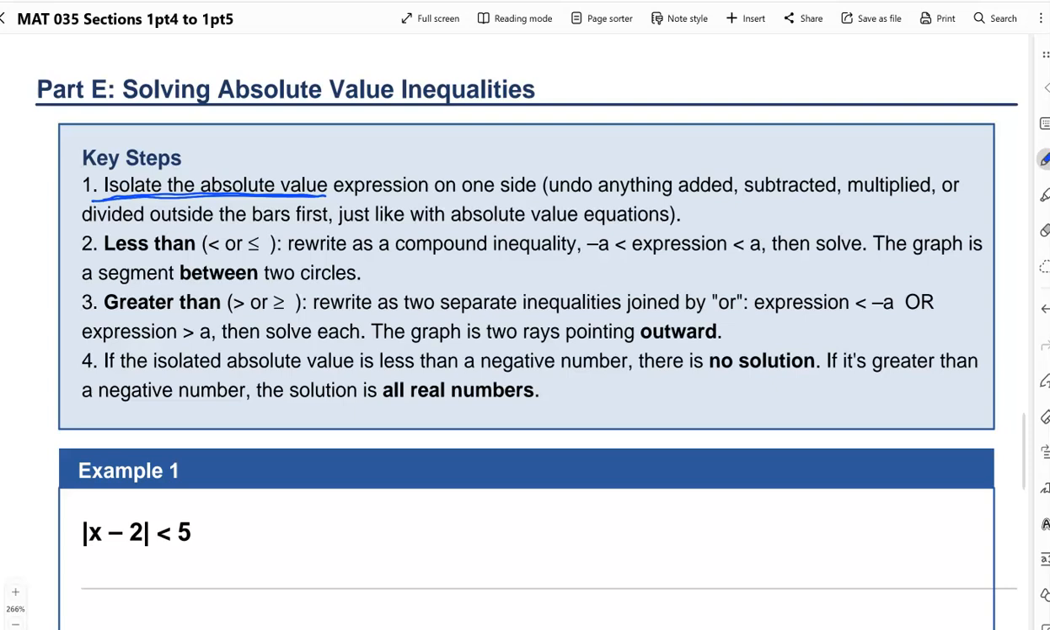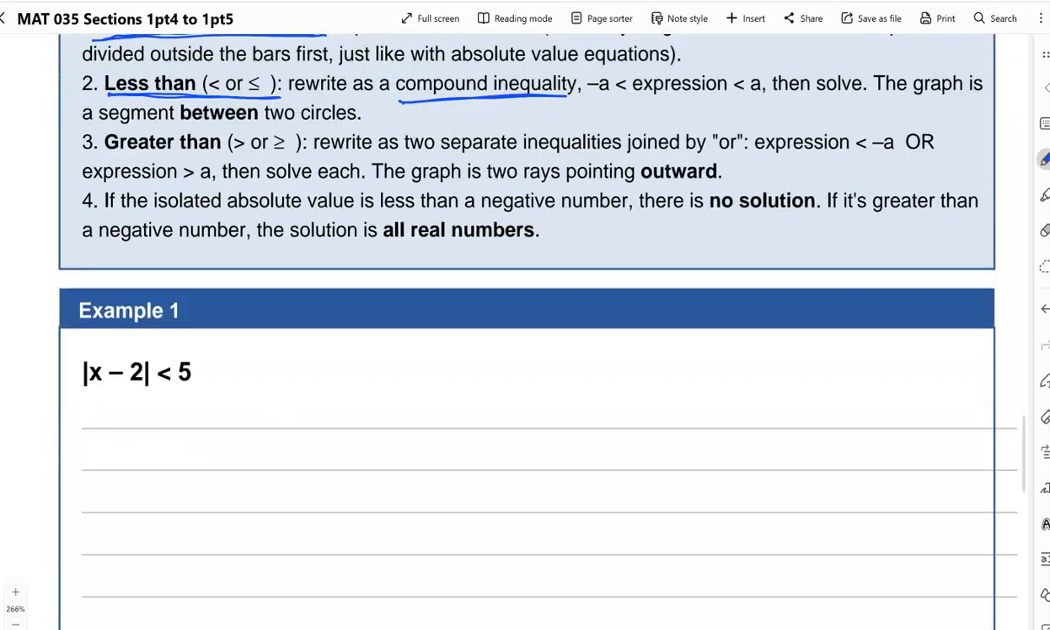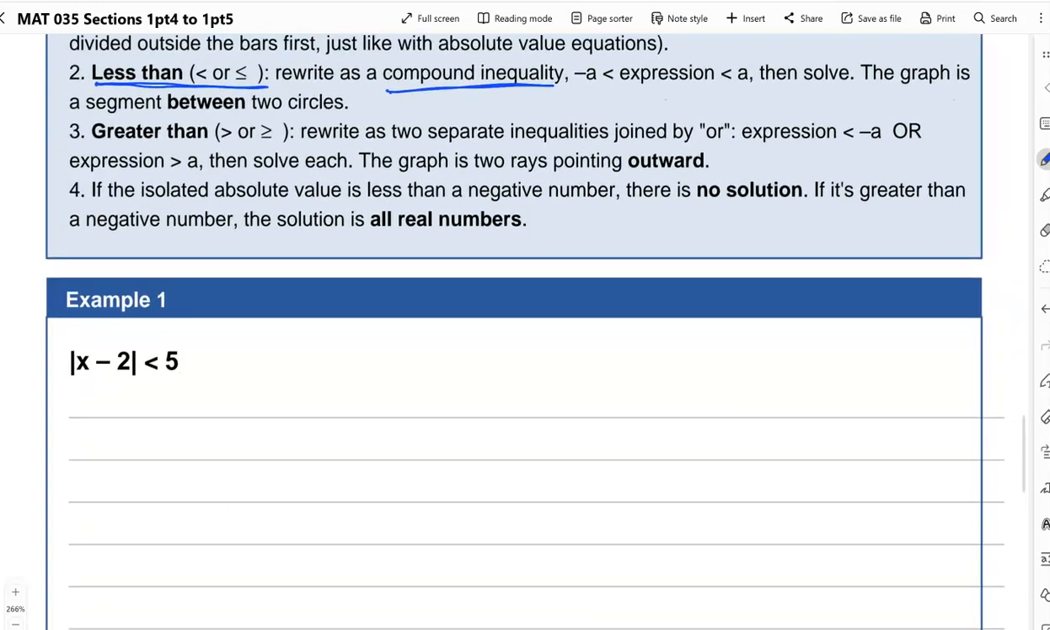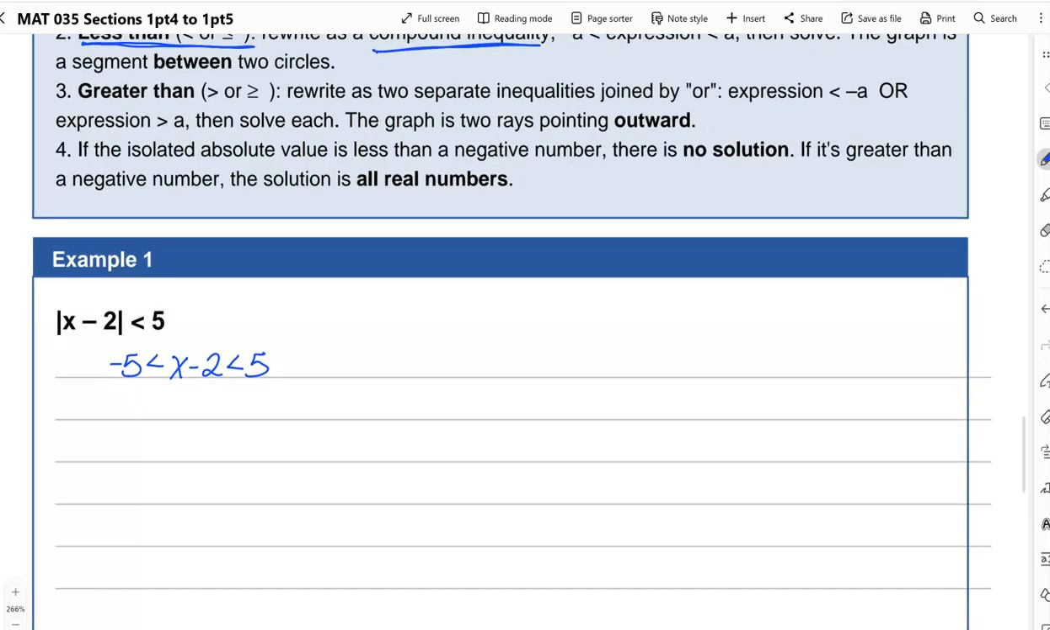So this first one is less than or equal. Well, it's just strictly less than. So if it's less than, what's going to happen is we're going to create a compound inequality. So in that first one, we have absolute value of x minus 2 is less than 5. Remember, we said absolute value could be positive or negative. So we're saying that this statement, absolute value x minus 2 is less than 5, is equivalent to x minus 2 being wedged between that positive 5 and that negative 5. So that's going to be your setup.